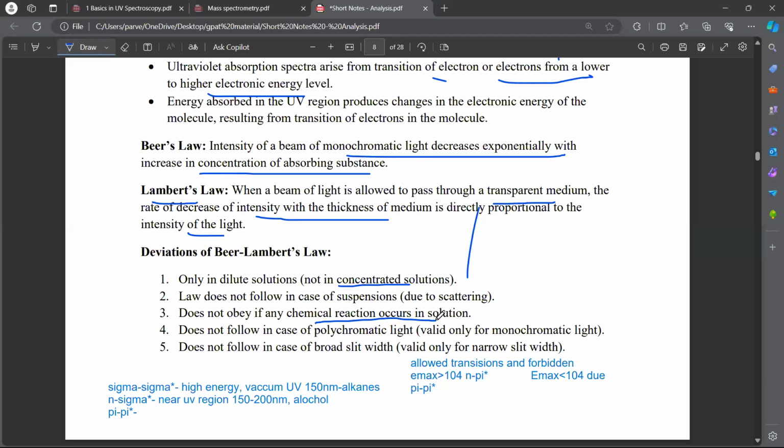So if there is any transfer of oxygen or anything, then in such situations we cannot apply the Beer-Lambert law, and it is not used in the case of polychromatic light. It is only used for monochromatic light. So what is meant by monochromatic light, guys?